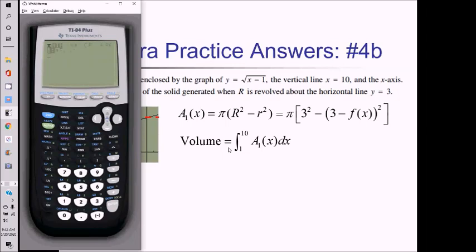And then let me do math 9 for integral. We're going from 1 to 10. And now I'm going to have 3 squared, which I'm not going to bother simplifying, minus, open a parentheses, we've got 3 minus the f function, which I stored as y1, so alpha trace y1 is how I'm going to get that. Close that parentheses and square it, and that gives us all the stuff inside this brackets there. Now let me just go over a little bit and put an x next to the d, press enter, hope for the best. And that volume comes out to 212.058.